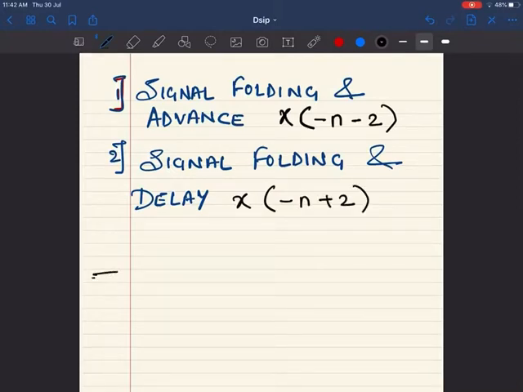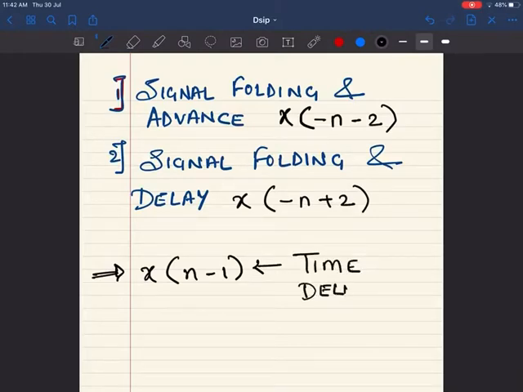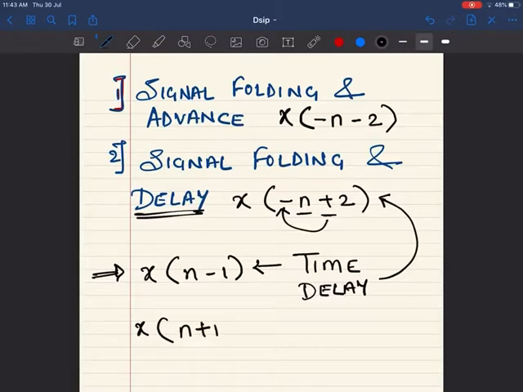Note that in the previous videos we have seen that if we have to calculate x of n minus 1, we used to call it time delay. And here we see that the delay term is referred to by a plus sign. Why? Because there is a minus sign associated with the n variable over here. Similarly, when we calculated x of n plus 1, we used to call it time advance.